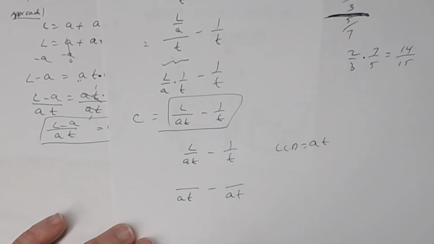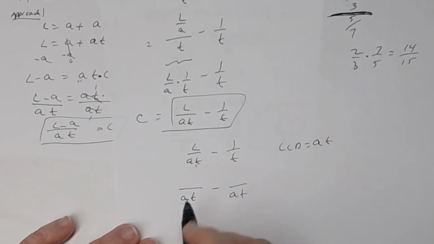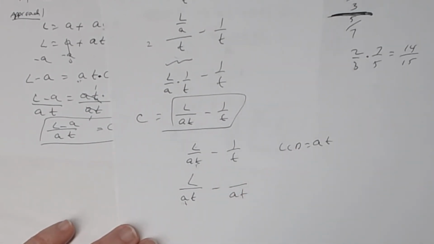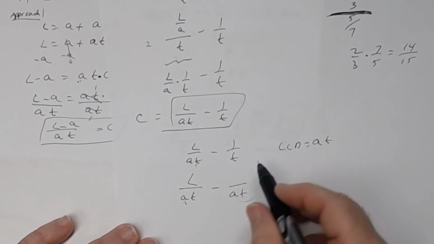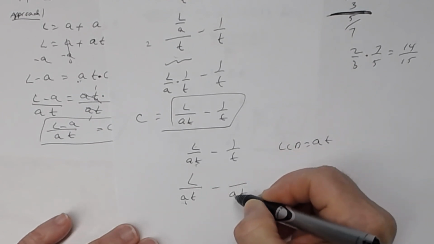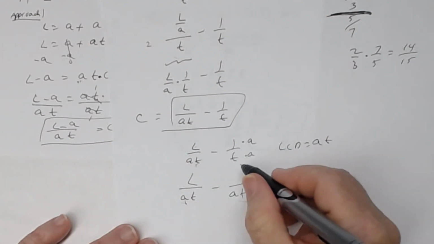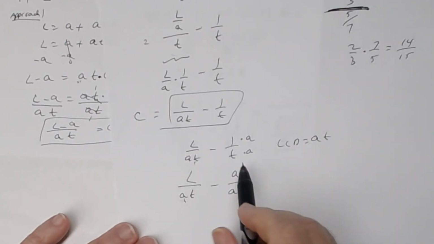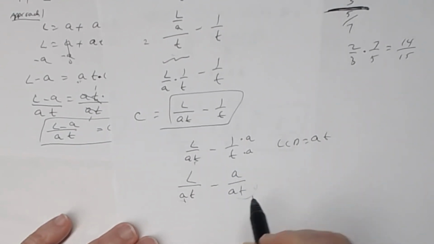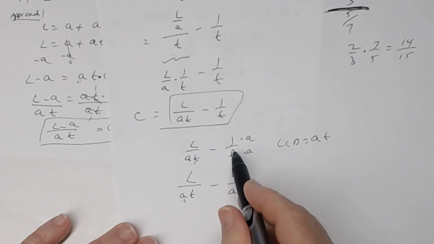And so now you're going to write equivalent fractions. Notice that this denominator is AT, and this denominator is AT. So L divided by AT is the same as L divided by AT. Now right here, this is a T, and this is AT. So I've got to multiply this denominator by A because I need an AT. But what I do to the denominator, I have to do to the numerator. So now 1 times A becomes A. So 1 divided by T is equivalent to A divided by AT, which makes sense because if I reduce the A's, it becomes 1 over T, which is what I had.